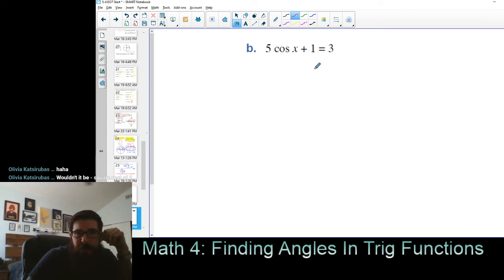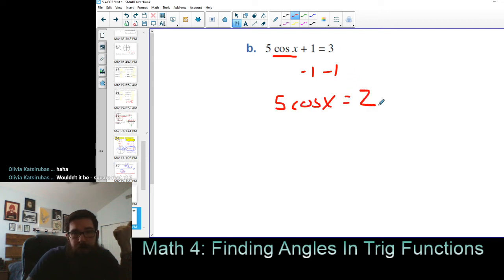Something like this. 5 cosine of x plus 1 is 3. Again, isolate the trig. Get this guy by itself. Subtract a 1 from both sides, which is going to give me 5 cosine of x equals 3 minus 1, which is going to be a 2. Divide both sides by a 5, which is going to give me cos of x is 2/5.